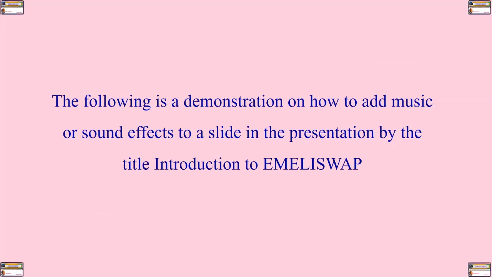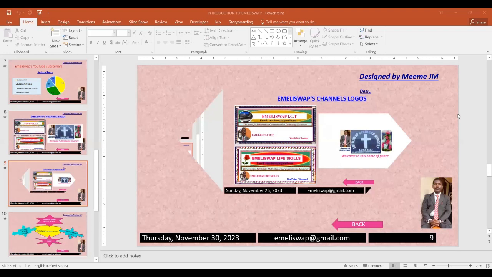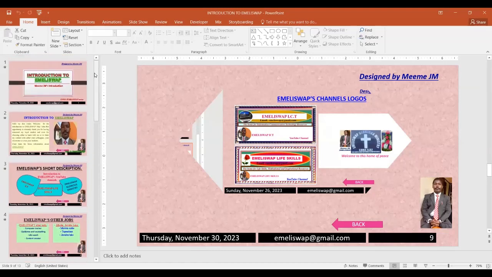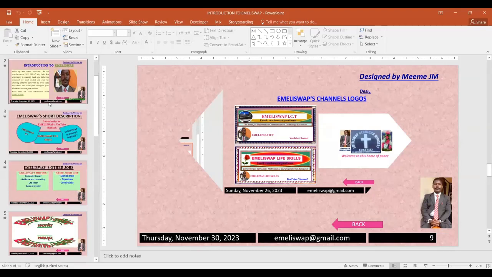The following is a demonstration on how to add music or sound effects to a slide in the presentation by the title Introduction to Emily Swap. For example, in this presentation, we can add some sound or some music on some of the various objects.